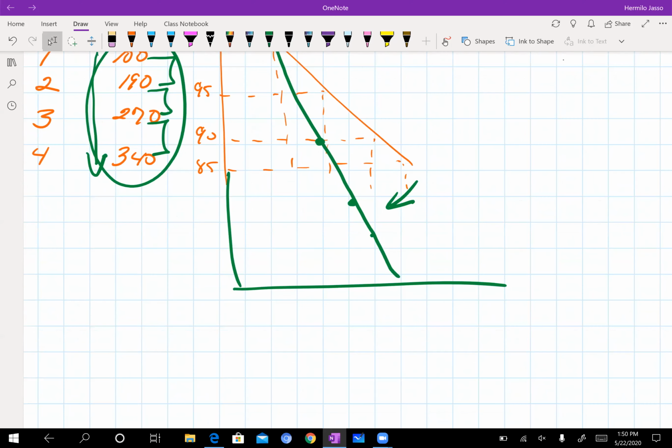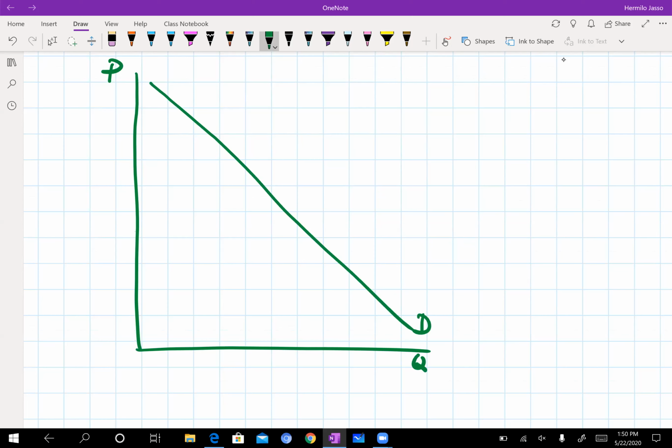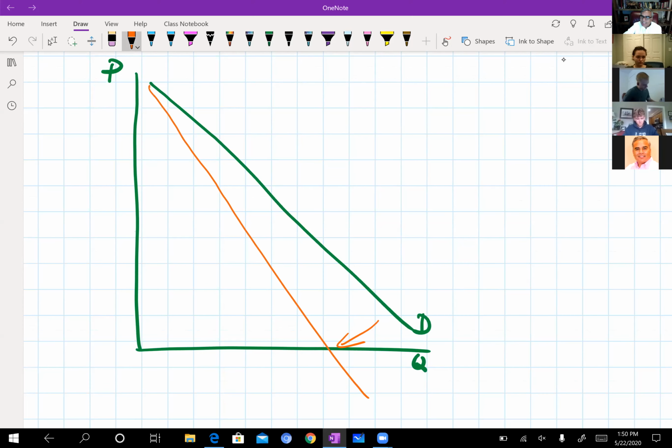So then, if we were to create a graph, the monopoly looks something like this. This is the demand, this is the price, this is the quantity, and the marginal revenue always separates from the demand curve. Okay? So again, monopolies control the supply. They do not control the demand. So then the question is, where does a monopoly stop producing? And guess what? Monopolies, just like any other companies, always stop producing at the point in which the marginal cost equals the marginal revenue.